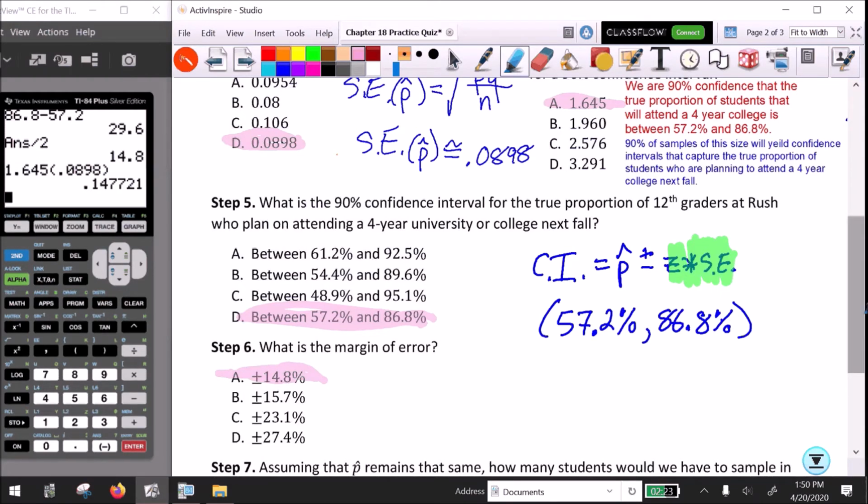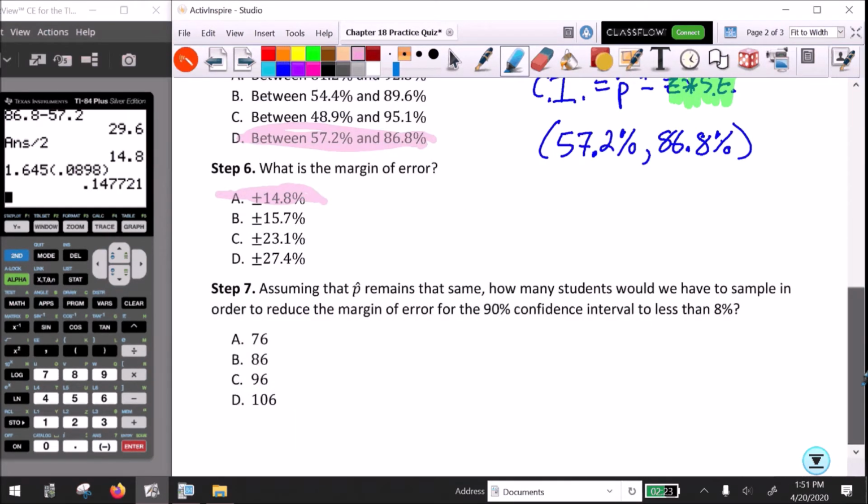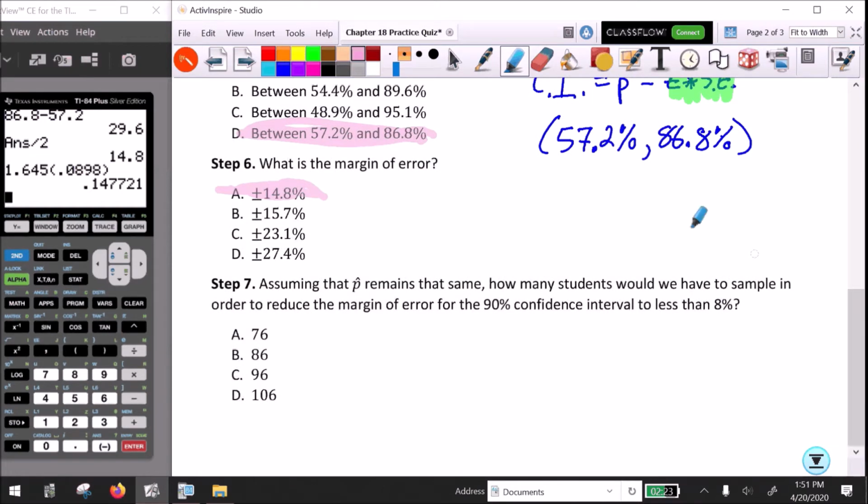And our last question on this practice quiz, assuming that p hat remains the same, how many students will we have to sample in order to reduce the margin of error for the 90% confidence interval to less than 8%? So right now our margin of error is 14.8%. Maybe that's too high, and we want to take this confidence interval and actually make it more narrow to zone in on the true proportion of students that are planning to attend a university in the fall.